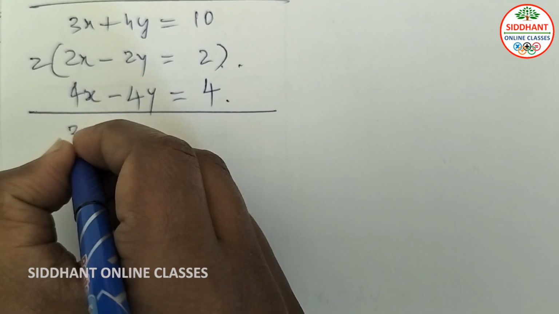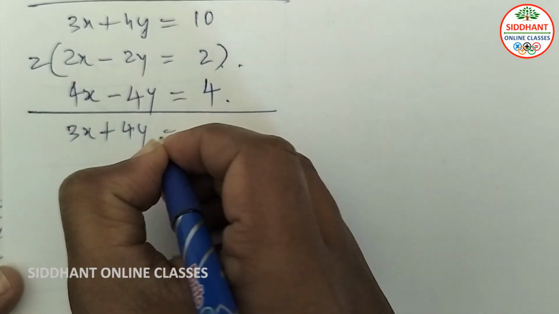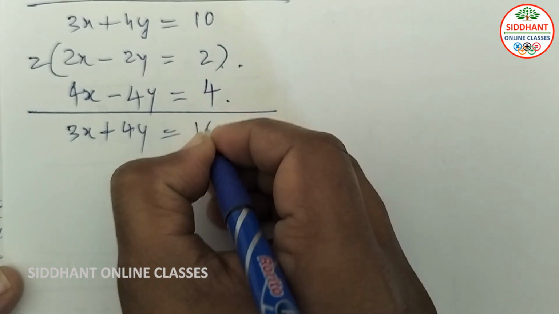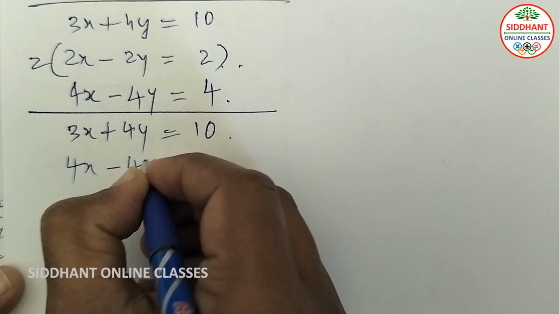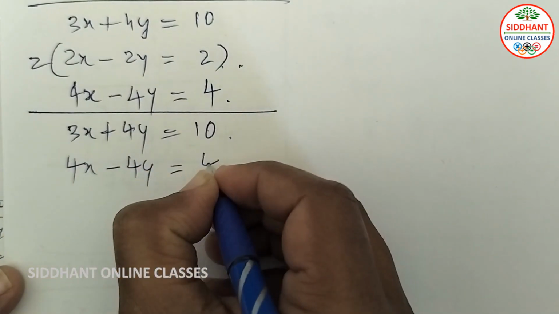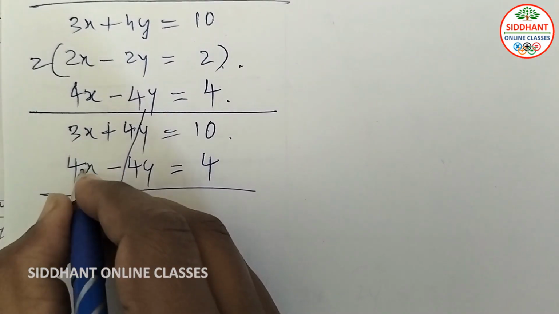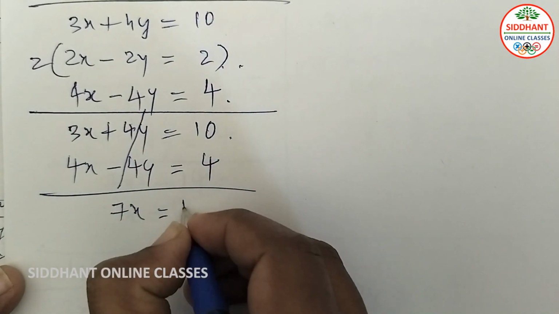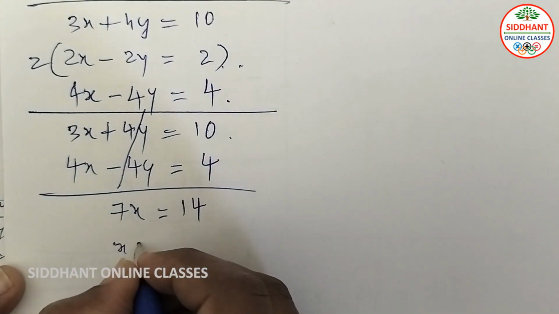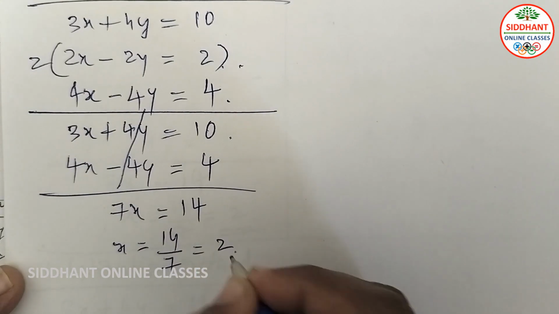Two equations. First is 3x plus 4y equals 10. Next, 4x minus 4y equals 4. Now 4y cancels here. We get 3 plus 4, which is 7x, that equals 10 plus 4, that will be 14. Then x equals 14 by 7, which is equal to 2 here.